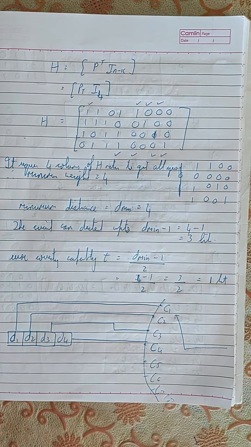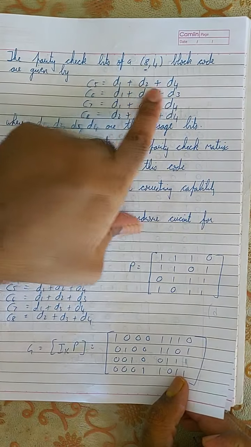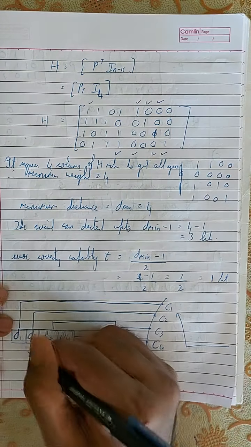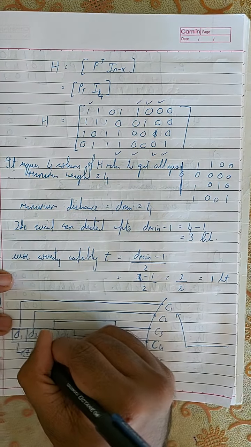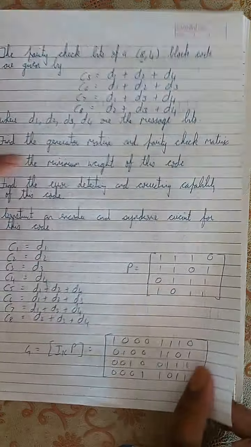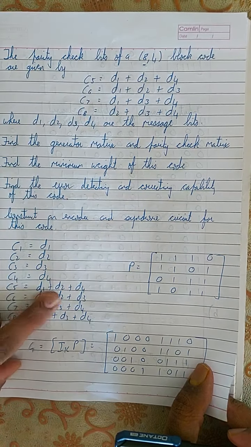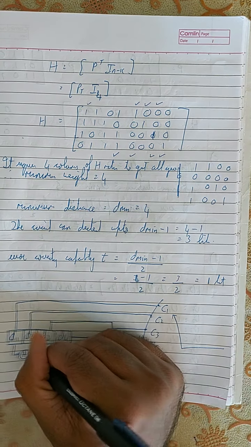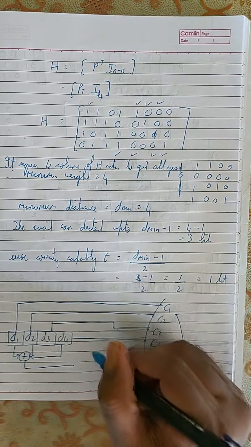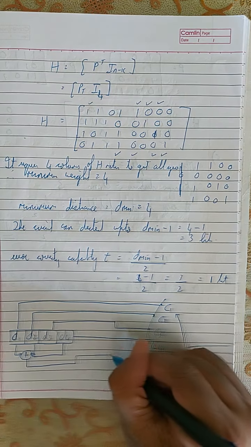Now what is the equation for C5? It is D1 plus D2 plus D4. This is the equation for C5.